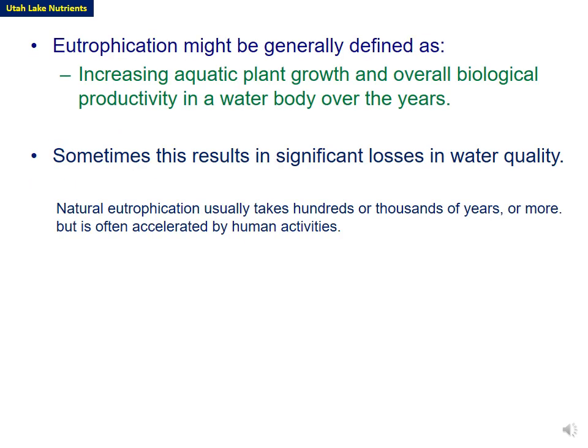So just as a reminder, eutrophication is really defined as an overproductivity of a lake due to plant growth, and it can significantly impact water quality through a variety of causes. And it's a natural process. It typically takes hundreds or thousands of years for a lake to move through the different phases to eutrophication. But it can be exacerbated or accelerated by human activities through cultural eutrophication.